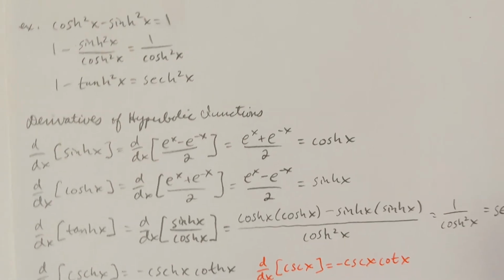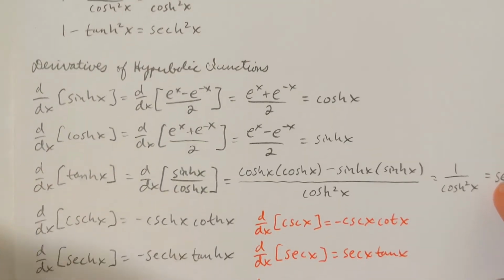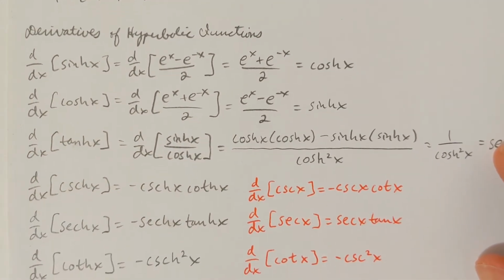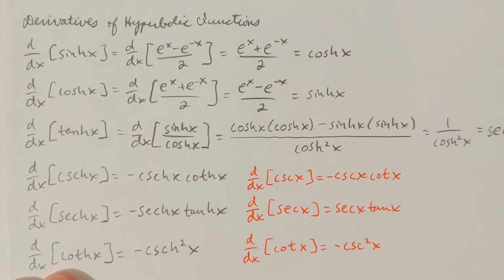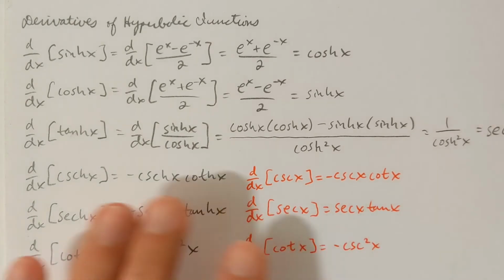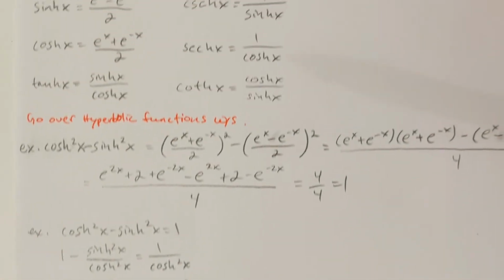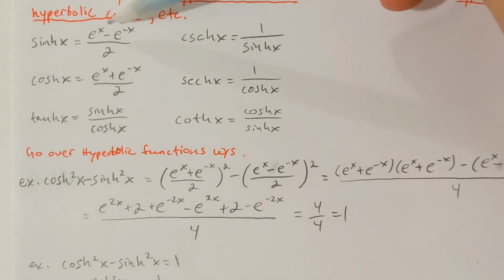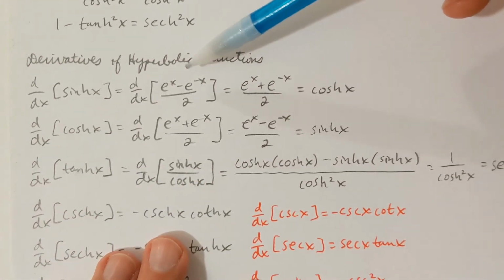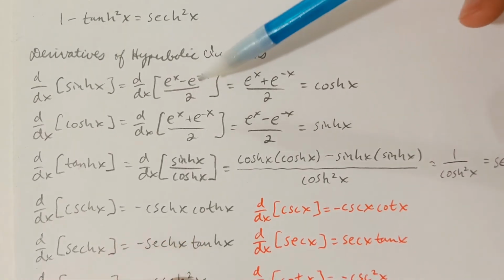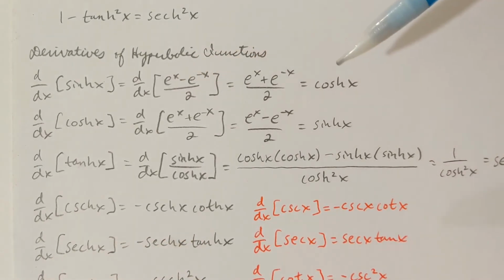Let's take a look at the derivatives of the hyperbolic functions next. So, how about the derivative of hyperbolic sine x? Well, hyperbolic sine x is (e^x minus e^(-x)) all over 2. Okay, I'd say let's go right to that definition there, that form in terms of e^x and e^(-x).